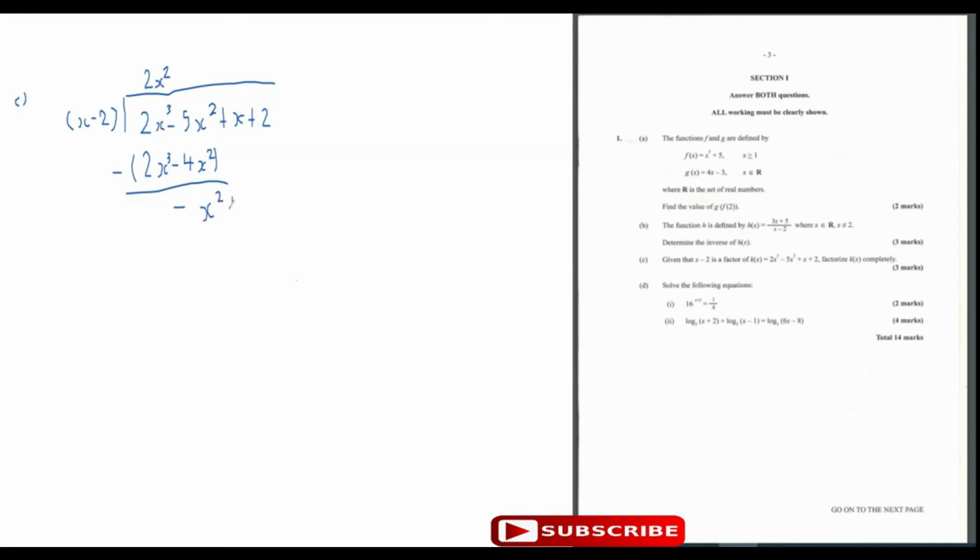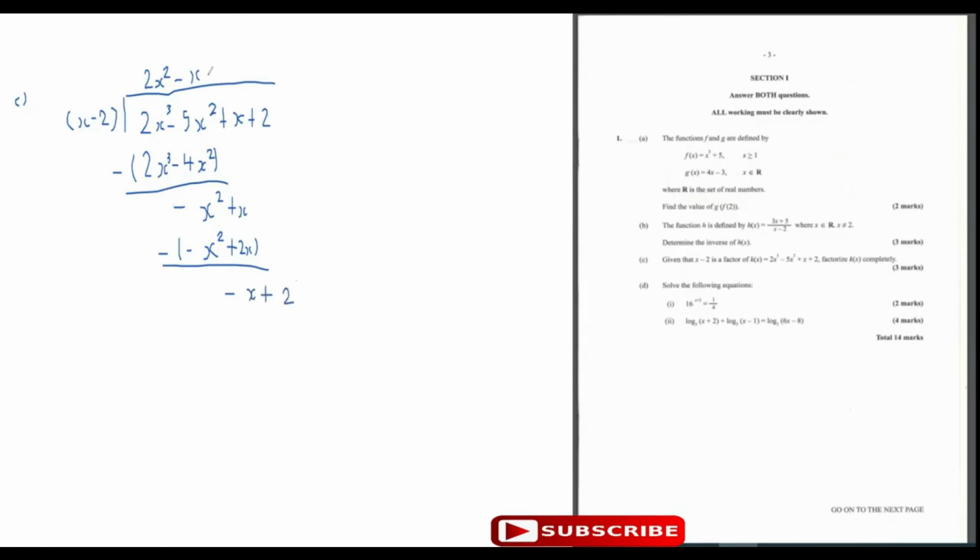And then of course we bring down our plus x. Bringing down our plus x, we're going to say x into minus x squared is of course minus x. Then minus x times x gives us back our minus x squared. And then minus x times minus 2 is plus 2x. Then we subtract them again. When we subtract them, minus x squared minus x squared is gone. x minus 2x leaves minus x plus 2. So we have minus x plus 2.